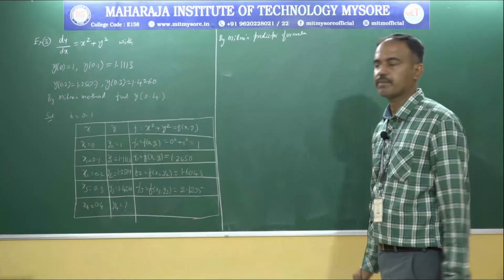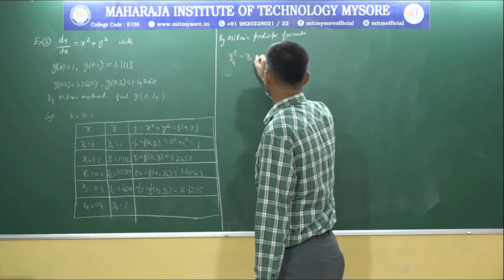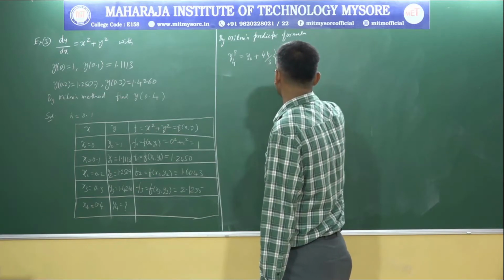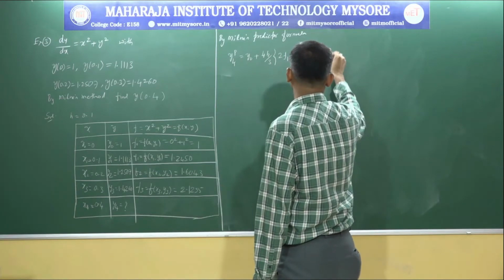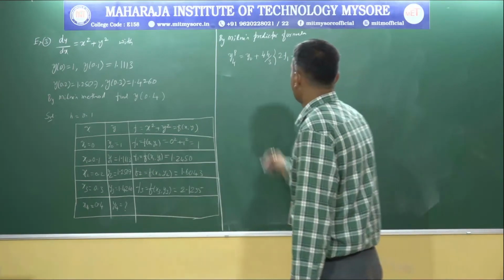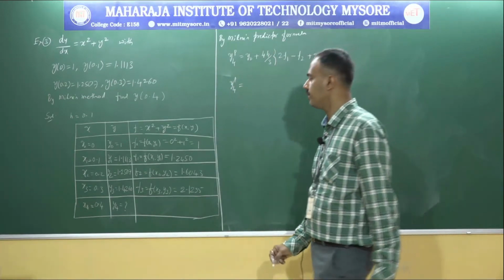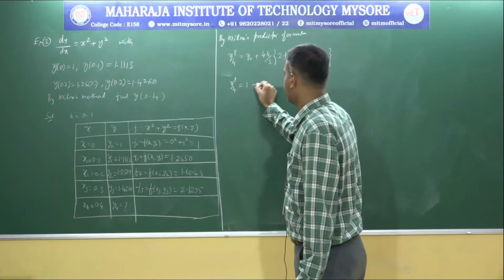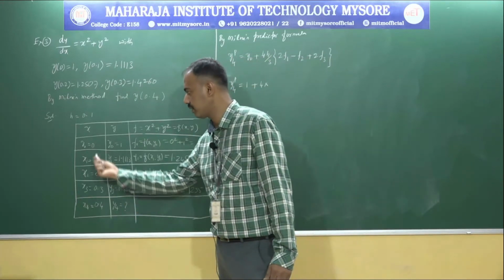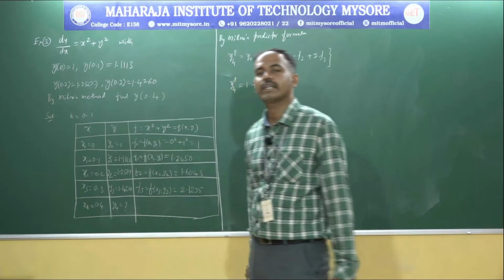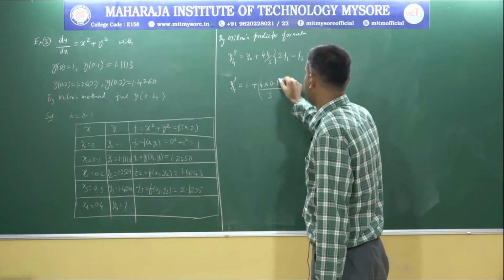Okay, by Milne's predictor formula, we can specify y4p is equal to y0 plus 4h by 3 times (2f1 minus f2 plus 2f3). Now if y4p is equal to y0, refer to the table for y0, plus 4 into the h value. For the h value, check the x data; the common difference we can consider as 0.1 by 3.